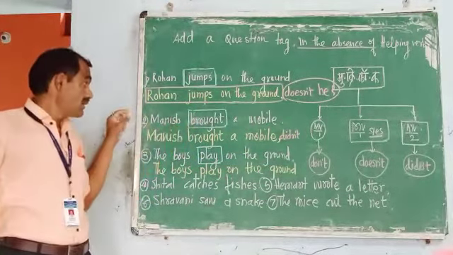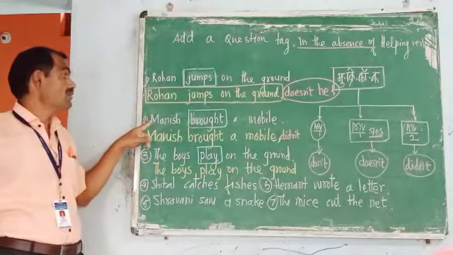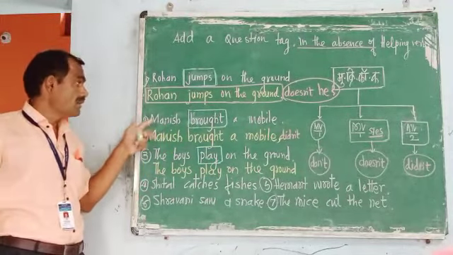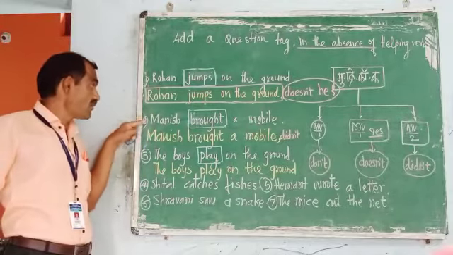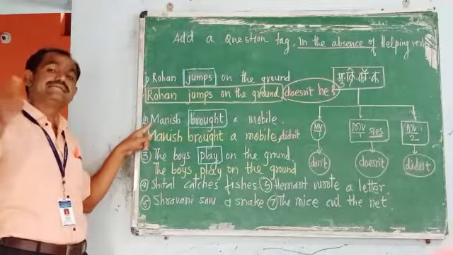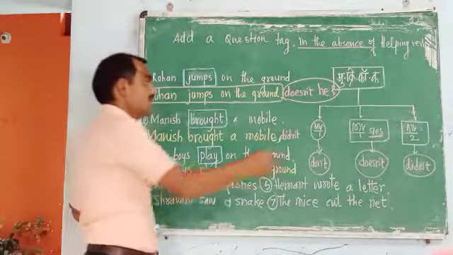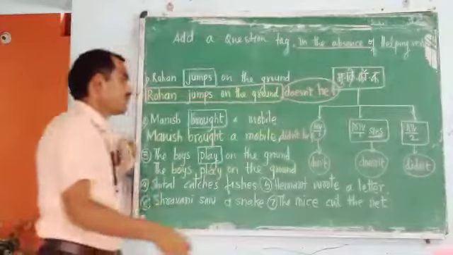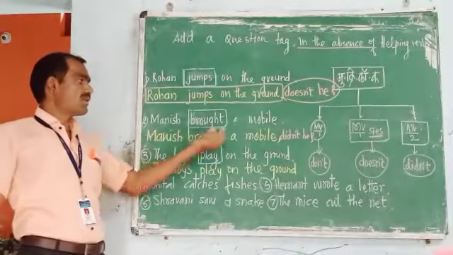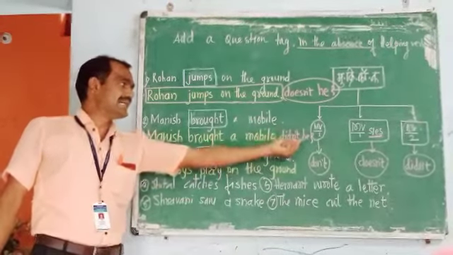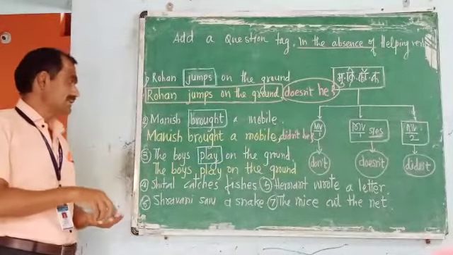Then a question arises about what kind of pronoun I need. In order to search for the pronoun, we have to contact the subject. Subject is again masculine gender. That's why we need to use he. The sentence would be Manish brought a mobile, comma, didn't he? And question mark is essential.